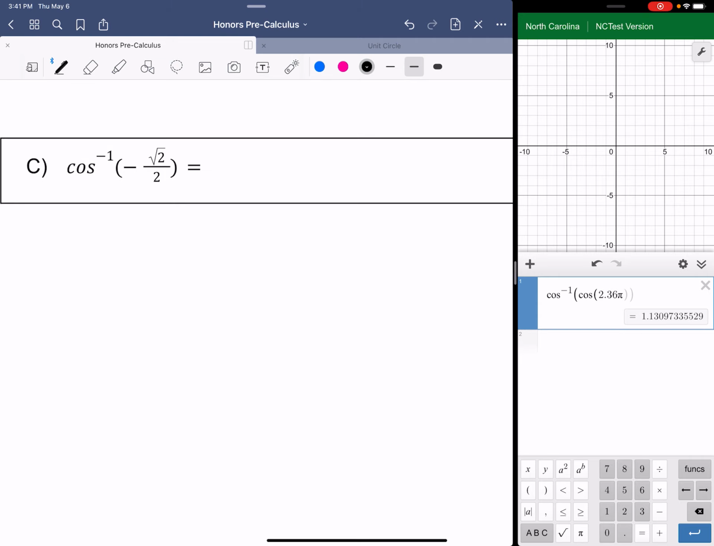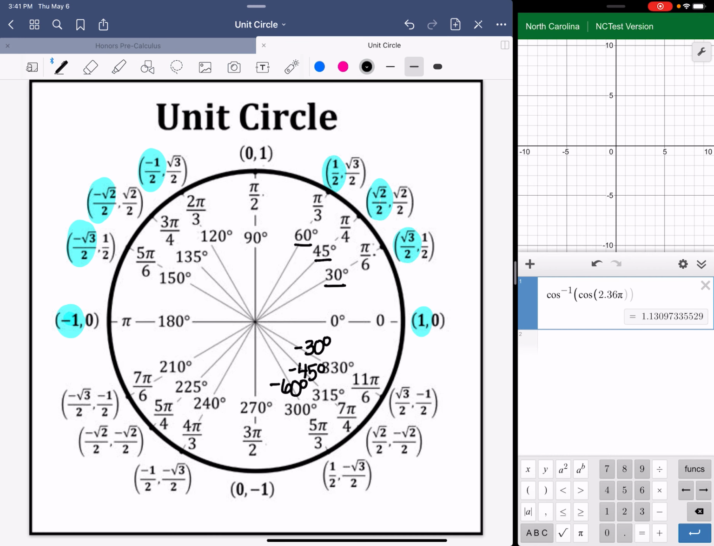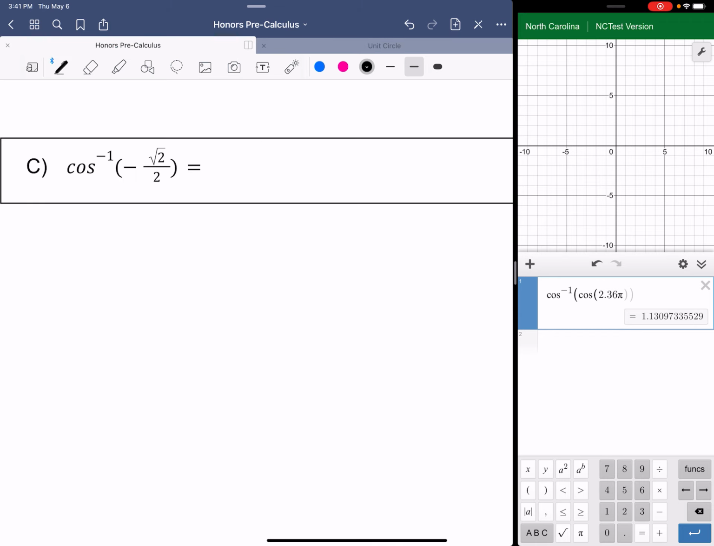All right, and the last one. So we have negative square root of 2 over 2. That is going to fall in 135. And if I have 135 here, that's going to give me 3 pi over 4 for the radians.